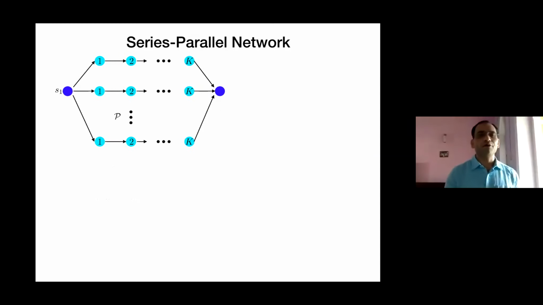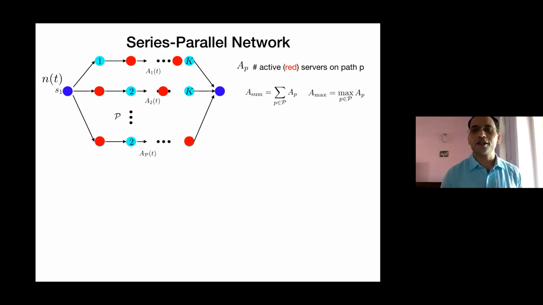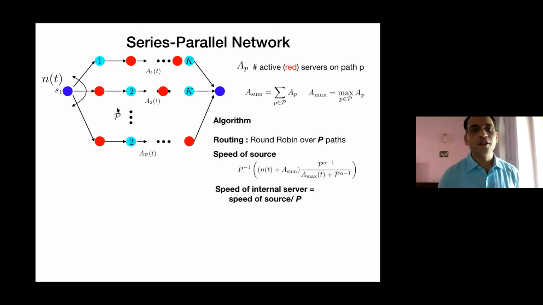All right, so now we can go to a more complicated system where we don't have just a line network, but there is a series parallel network. So there are multiple branches of this, and in each branch there are K servers. So this is going incrementally in hardness of the network. So now you can similarly define, as before, some algorithm. Because all these parallel paths are identical, the routing is going to be round robin, and the speed of the source is going to be some complicated function now of the total number of red nodes in the network. Red nodes in the network mean that they have at least one packet outstanding with them.